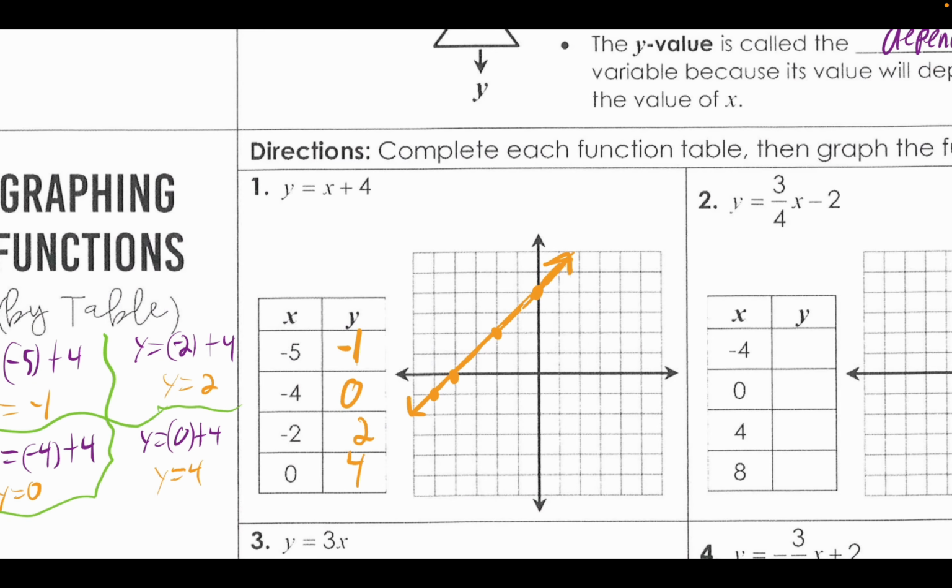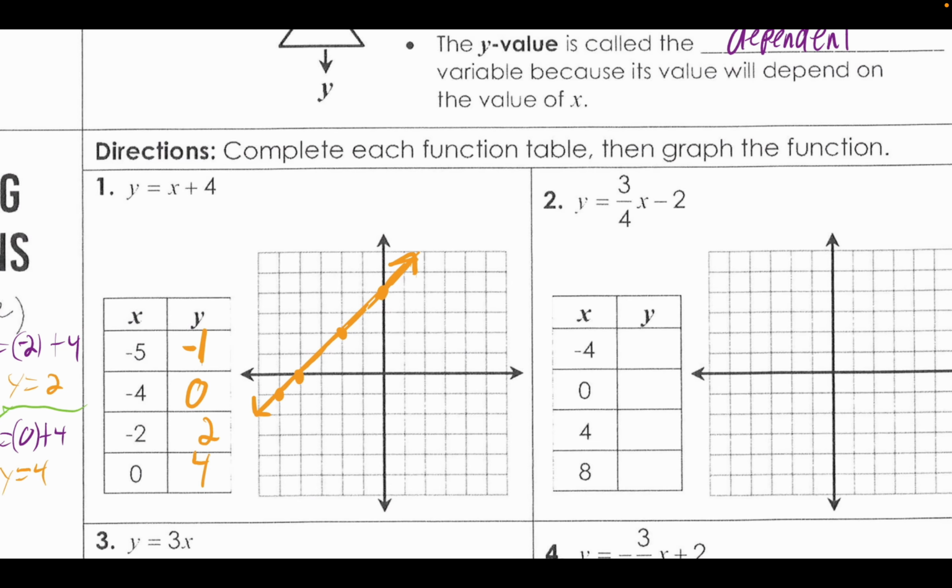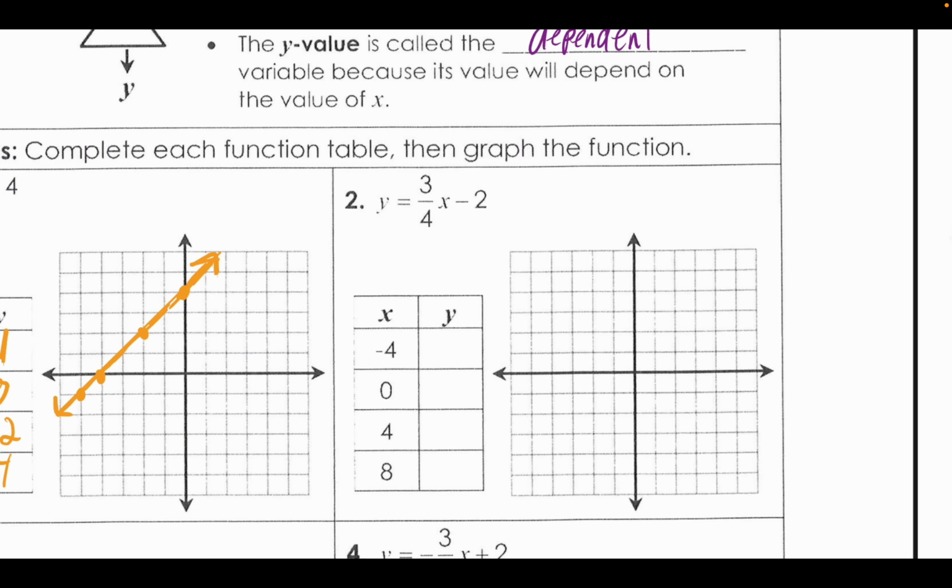So number 2, if we follow the same process but plugging in these four numbers of -4, 0, 4, and 8 into the function y equals 3/4 x minus 2, we're going to have y equals 3/4 times -4 minus 2. Now, I'm going to put that -4 over 1, so now I have a fraction times a fraction, so I can reduce the 4 and -4 to become 1 and -1, and I get y equals -3 minus 2, which results in y equals -5.